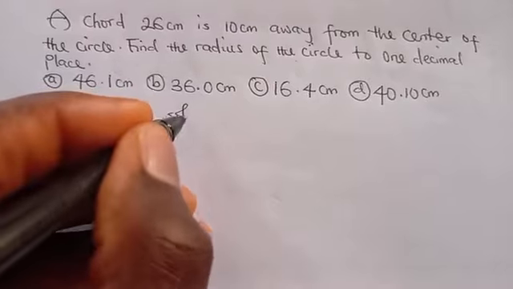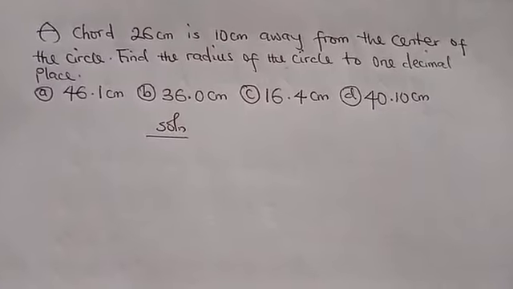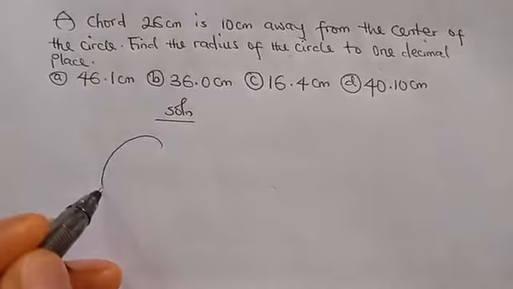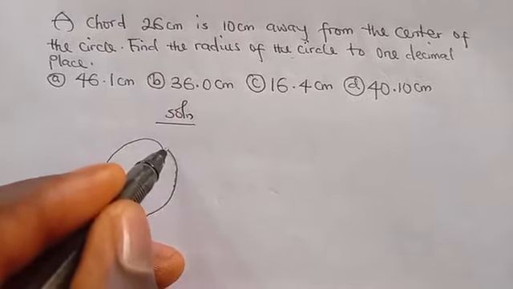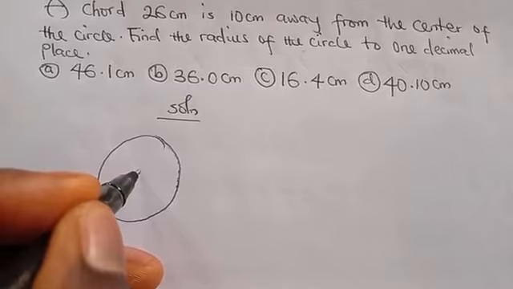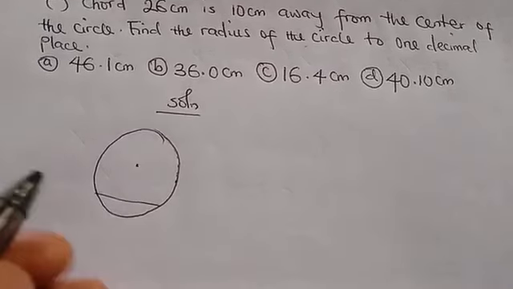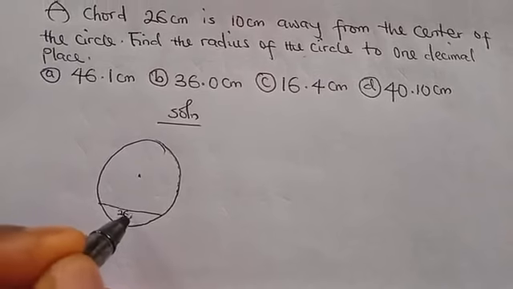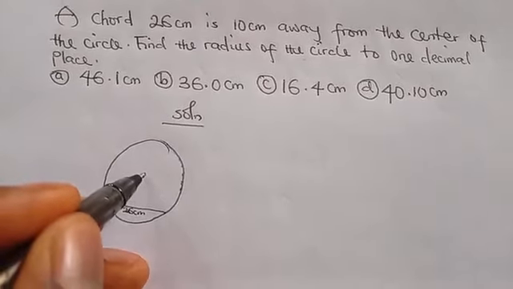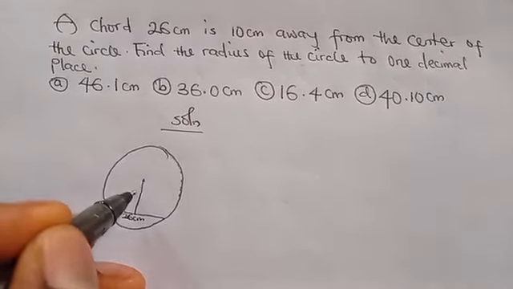And first of all, we need to get a sketch to illustrate that information. That will give us a better picture on how to go about this. So first, you draw a circle. With our circle, let's take this to be the center of the circle. You have at this point a chord, and this chord we are told is 26 centimeters. The distance of this chord from the center of the circle is 10 centimeters. So you have 10 centimeters here.